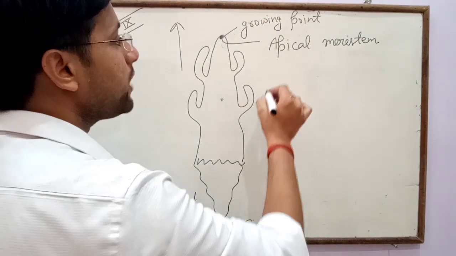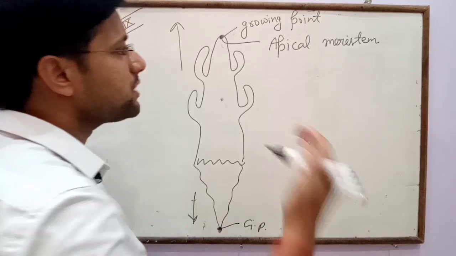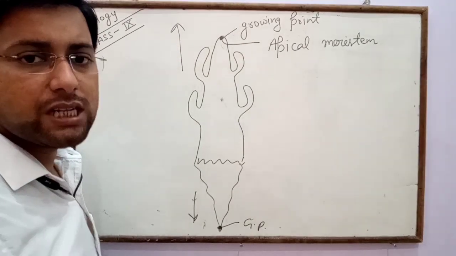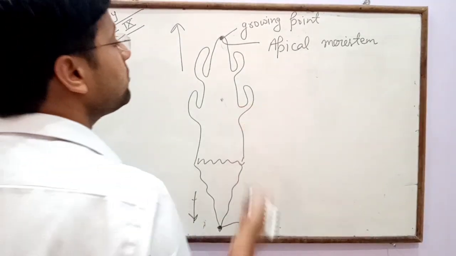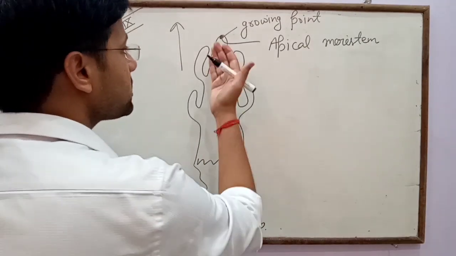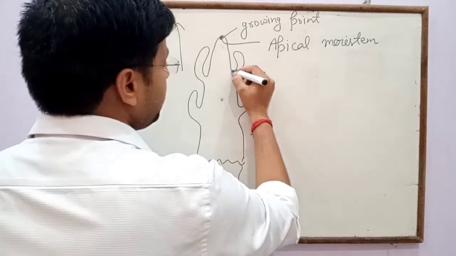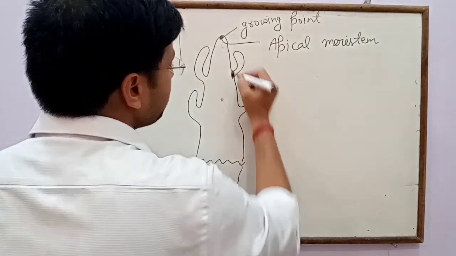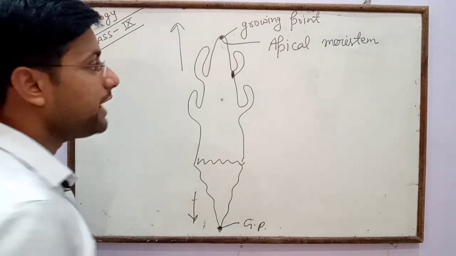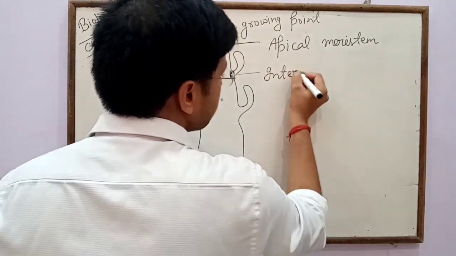On the growing point, apical meristem is present, and in apical meristem cell division occurs, so due to cell division the plant body increases its length in the shoot apex and in the root apex. In the basal part of the leaves and internode, intercalary meristem is present.